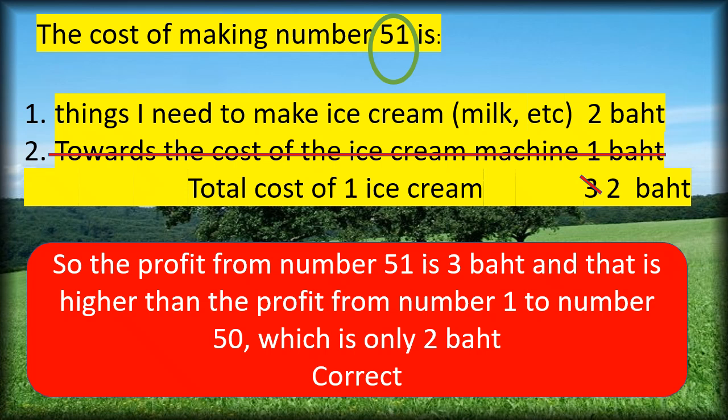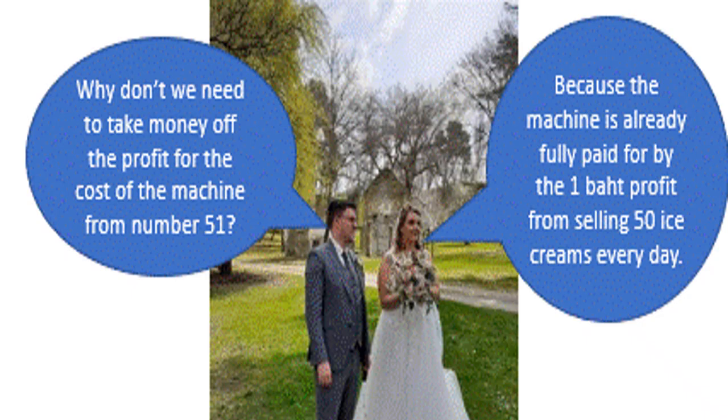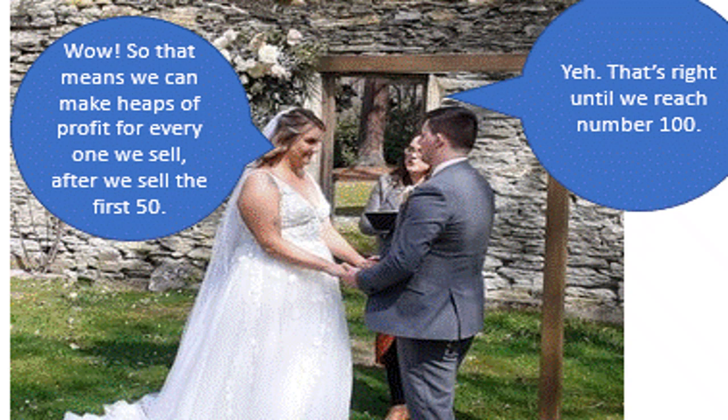So the profit from number 51 is 3 baht, and that is higher than the profit from number 1 to 50, which is only 2 baht. Correct. So why don't we need to take money off the profit for the cost of the machine from number 51? Because the machine is already fully paid for by the 1 baht profit from selling 50 ice creams per day. Wow, so that means we can keep making heaps of profit for everyone we sell after we sell the first 50. Yes, that's right, until we reach number 100.